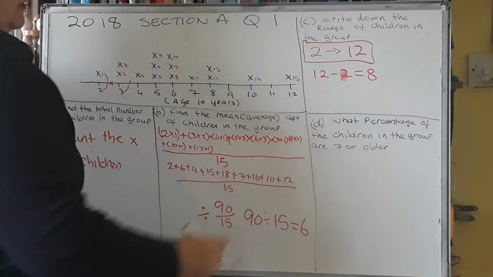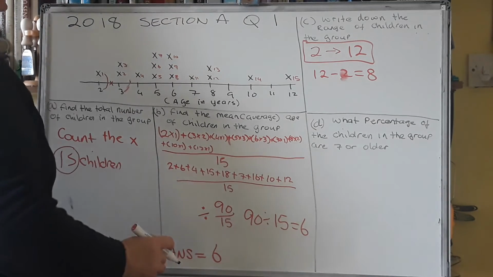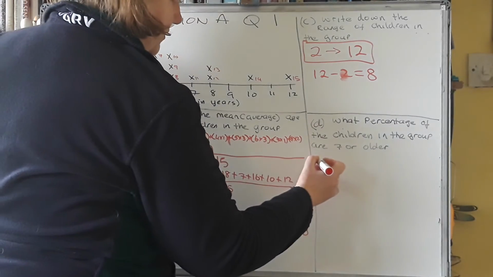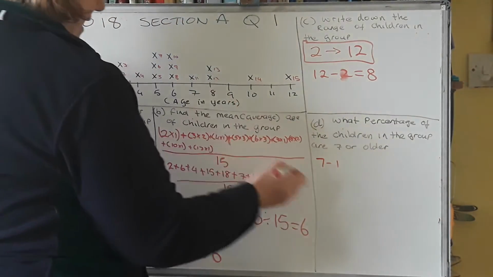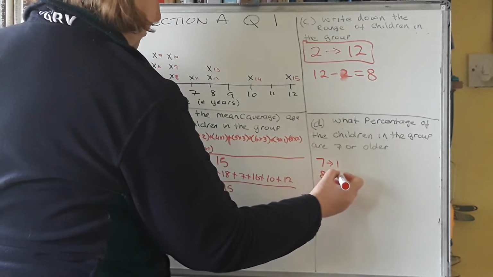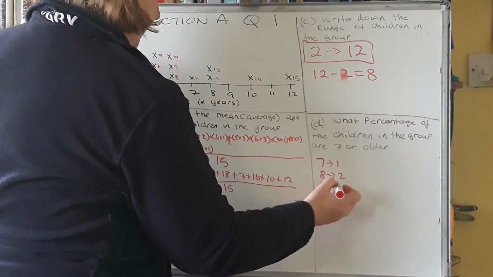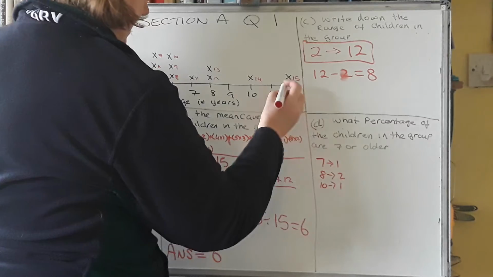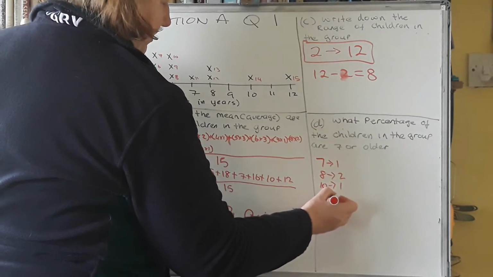Okay, what percentage of the children in the group are 7 or older? So what percentage are 7 or older? Well, first of all, you have to find out how many are 7 or older. So the 7-year-olds, you have one of them. 8-year-olds, you have 2. 10-year-olds, you have 1. And 12-year-olds, you also have 1.